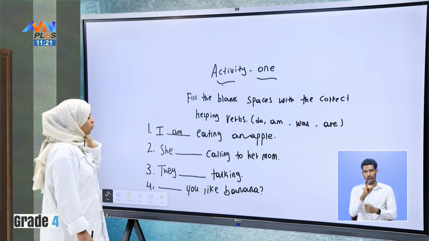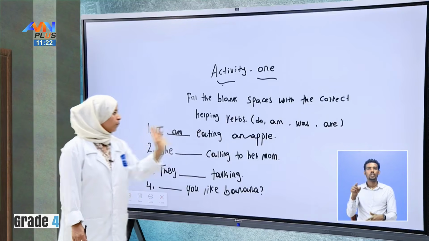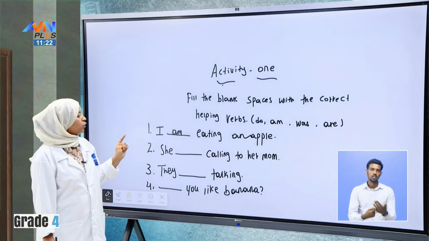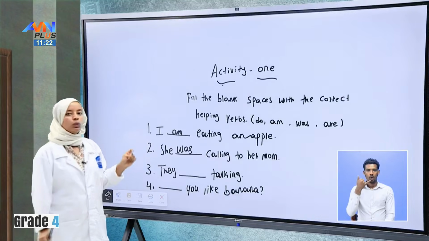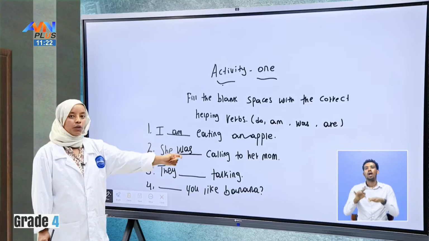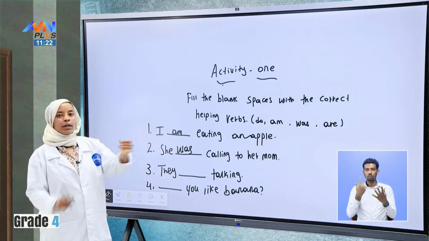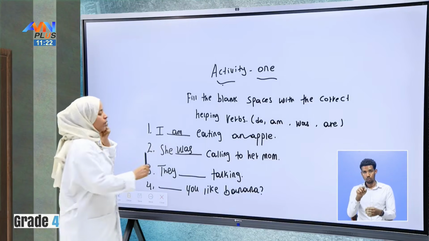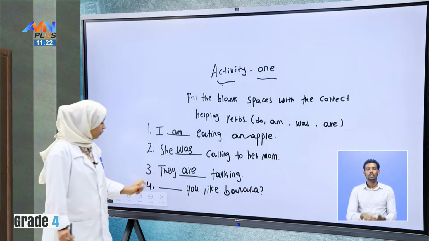The question number 2. She blank calling to her mom. Here we can use was. She was calling to her mom. And the next one is they blank talking. As a plural subject, we can use are, like we, they, and you also. So we can say they are.